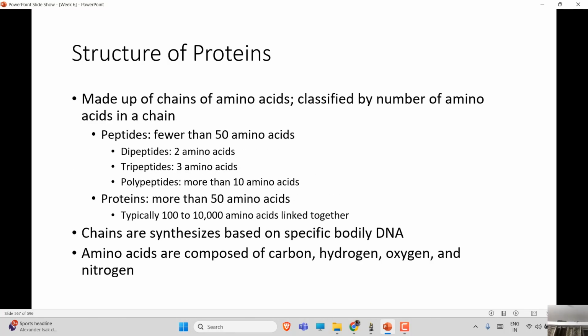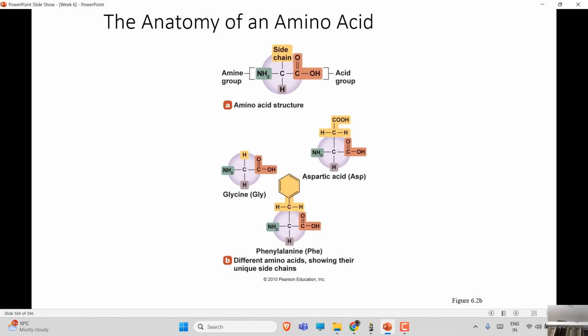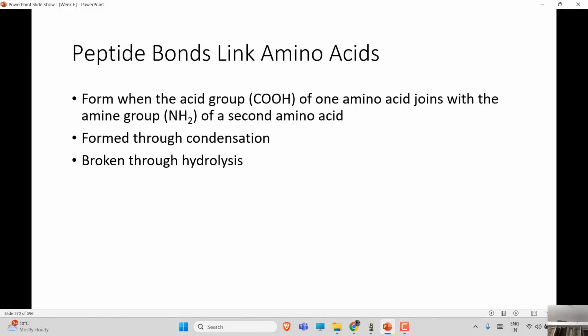Okay. So we have talked about proteins, tripeptides, and polypeptides, which are chains synthesized based on the specific bodily DNA, amino acids, all of that. Structural differences between carbohydrates, lipids, and proteins. Now, the anatomy of the amino acid, something we have been reiterating since the first class. The amino acid structure has the side chain, the amino group, the acid group. Like we have glycine, aspartic acid, phenylalanine, different amino acids showing their unique side chains.